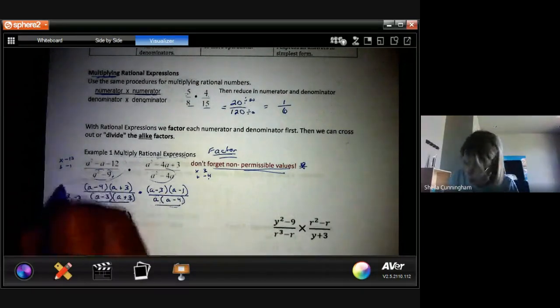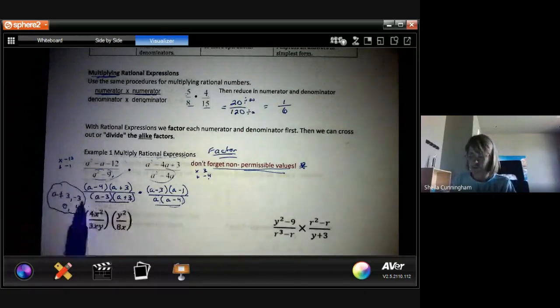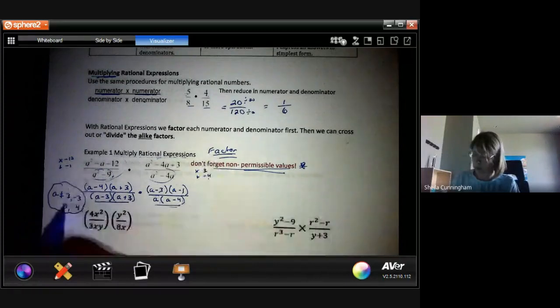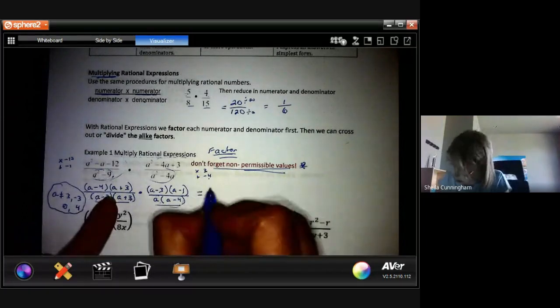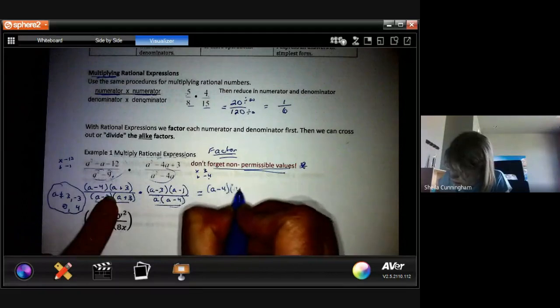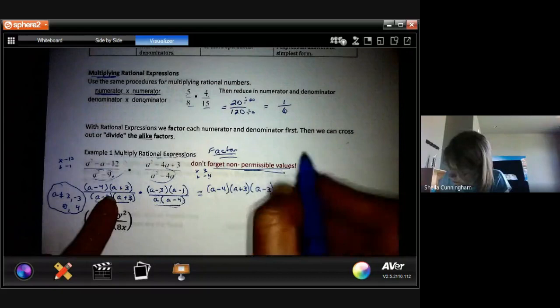So those are all what we would consider non-permissibles, because that would mean I would end up having a 0 in the bottom of these fractions, and that doesn't work, okay? That creates an undefined situation. So remember your non-permissibles. Now your next step, if you're just multiplying these fractions, this is just another way of saying, I'm going to take my numerators and multiply all those numerators together.